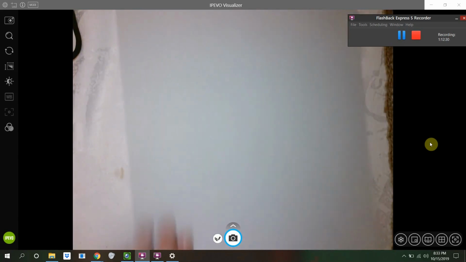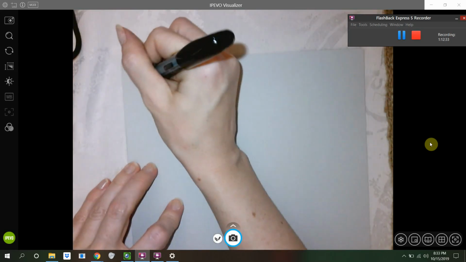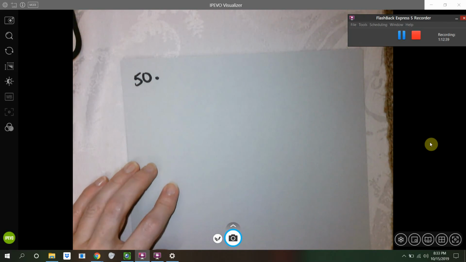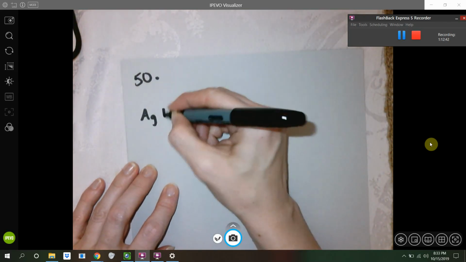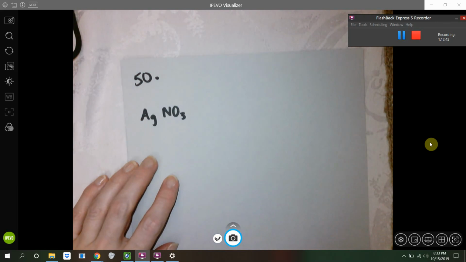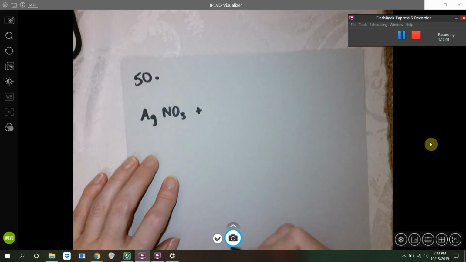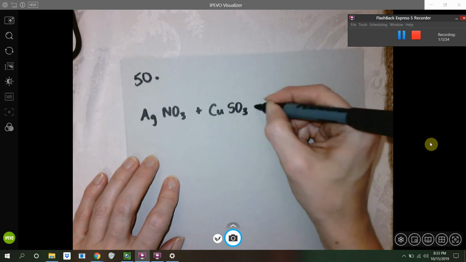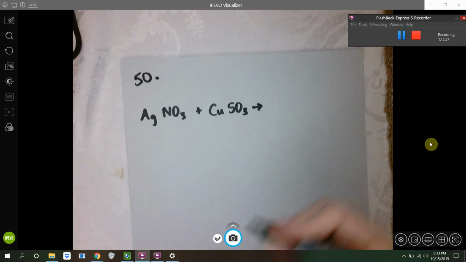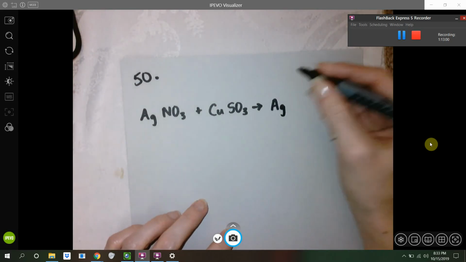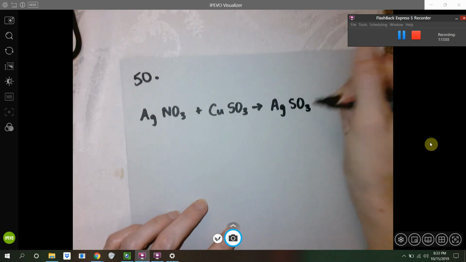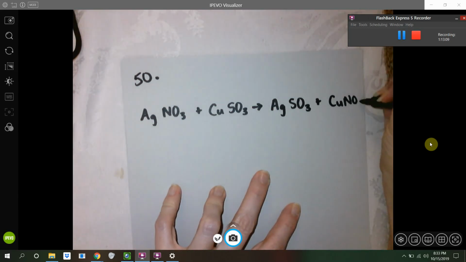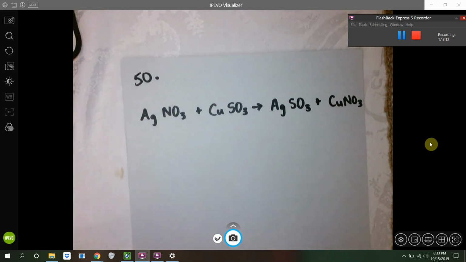And last one, number 50. Write the balanced equation for this word equation. Silver nitrate. Here's silver nitrate from our periodic table, plus copper sulfite SO3 gives us silver sulfite SO3 and copper nitrate NO3. Okay, so notice I didn't form the right ionic compounds.